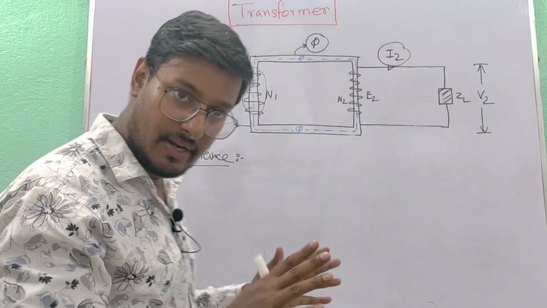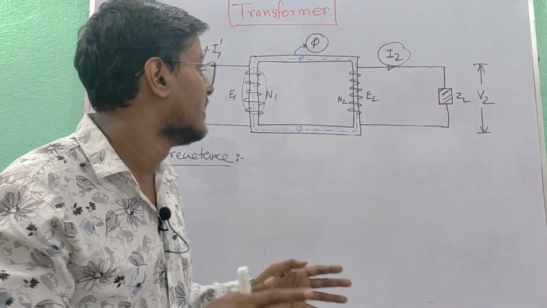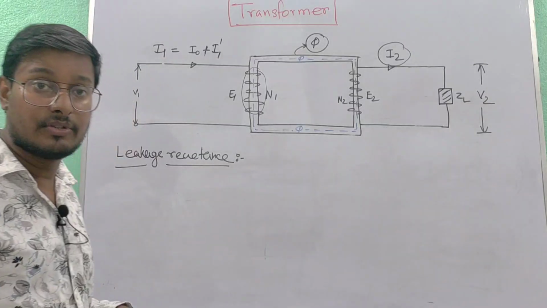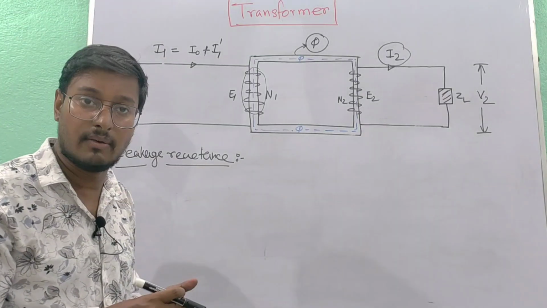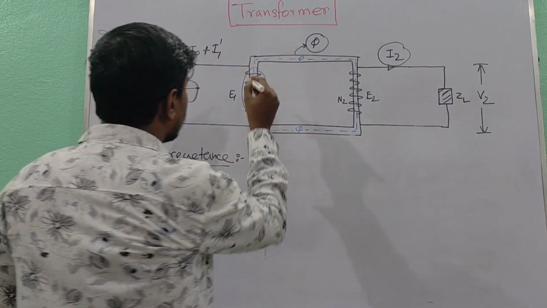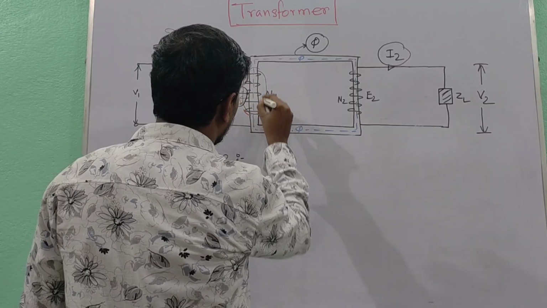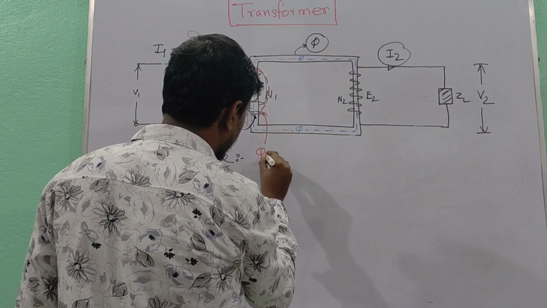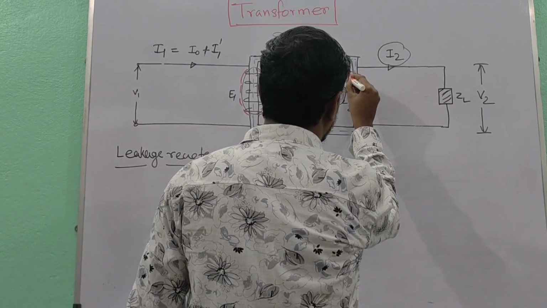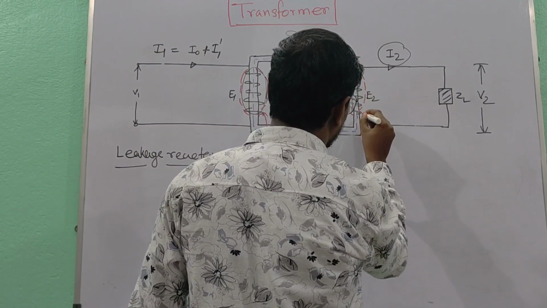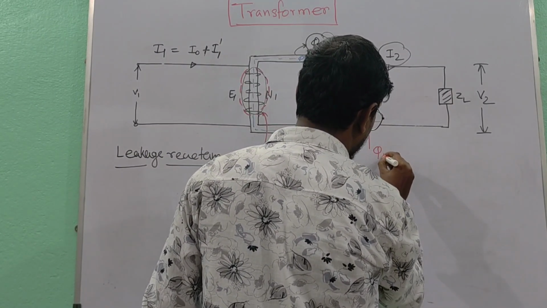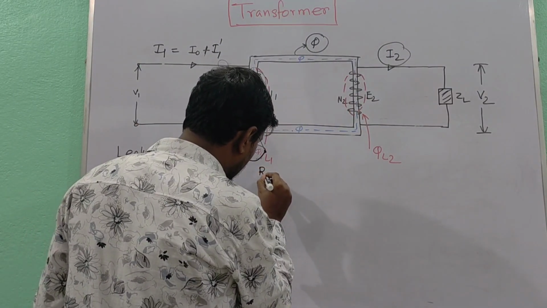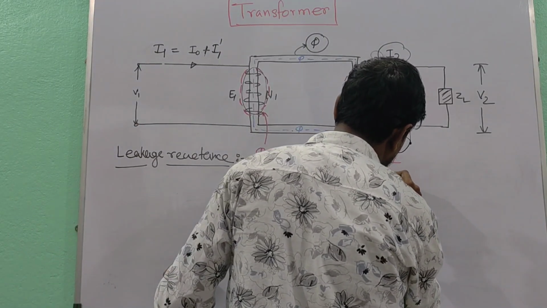So now there is some leakage flux in practical. There is leakage flux also in the core, and there is some finite resistance also which causes voltage drop and copper losses in the winding. So let us assume that the primary leakage flux is phi L1 and the secondary leakage flux is phi L2. We also consider primary resistance as R1 and secondary resistance as R2.